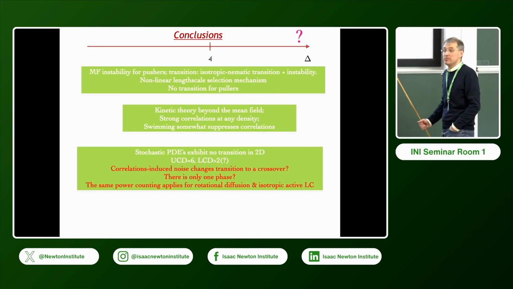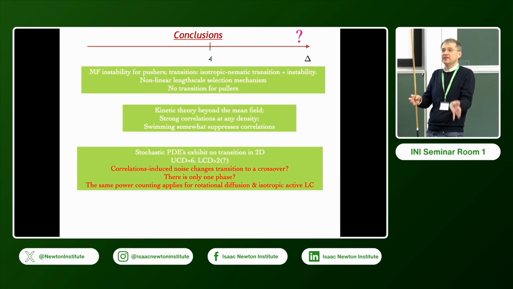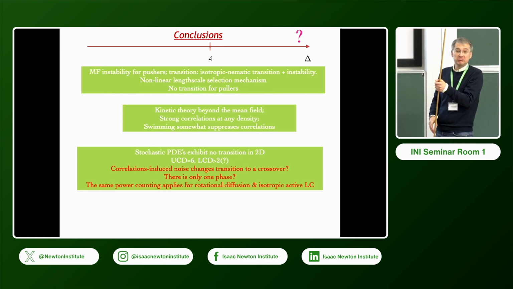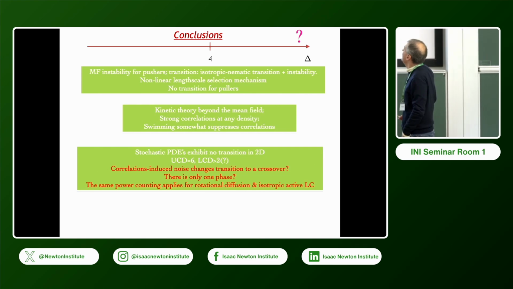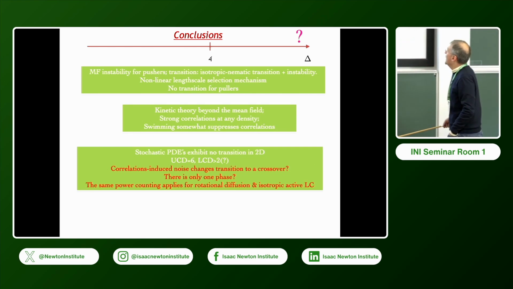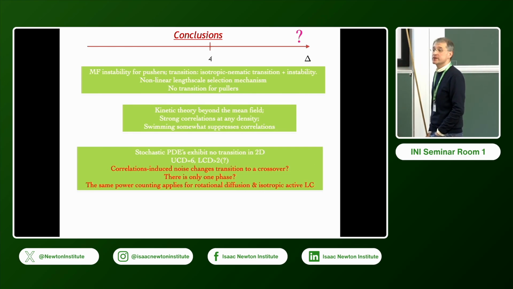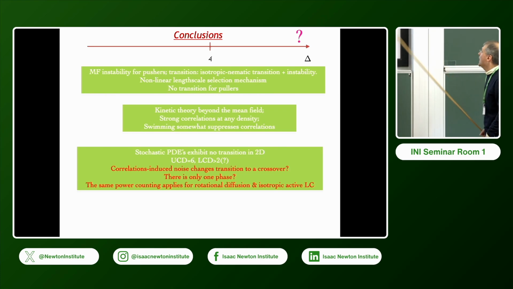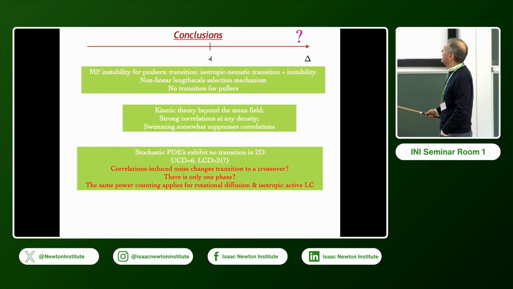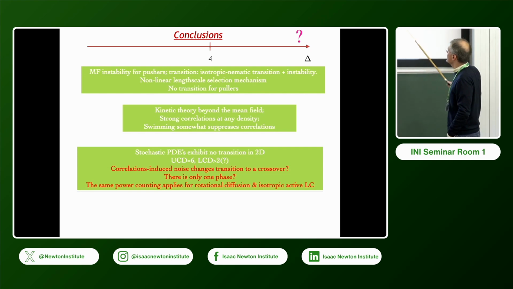While the mean field theory predicts nothing below the onset and then active flows, in actual simulations of microswimmers you always see a lot of correlations before the onset that become stronger through the onset. Swimming somewhat suppresses correlation. I didn't have time to talk about this, but this is what came out of our kinetic theory. However, the new bit is this.